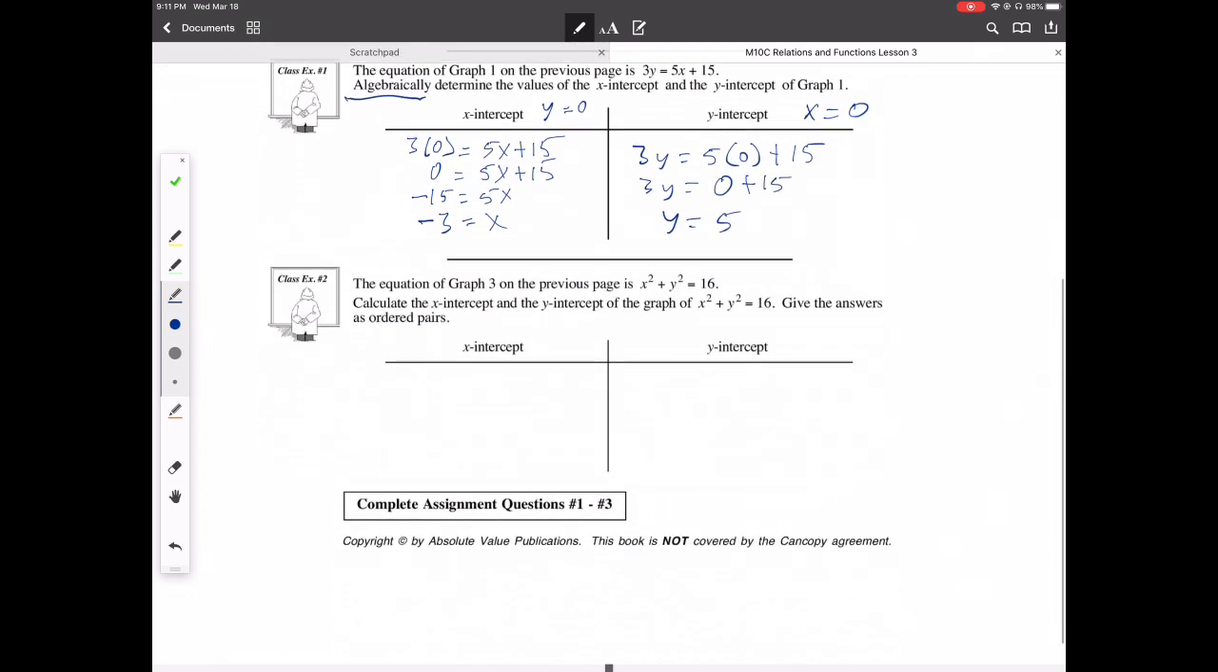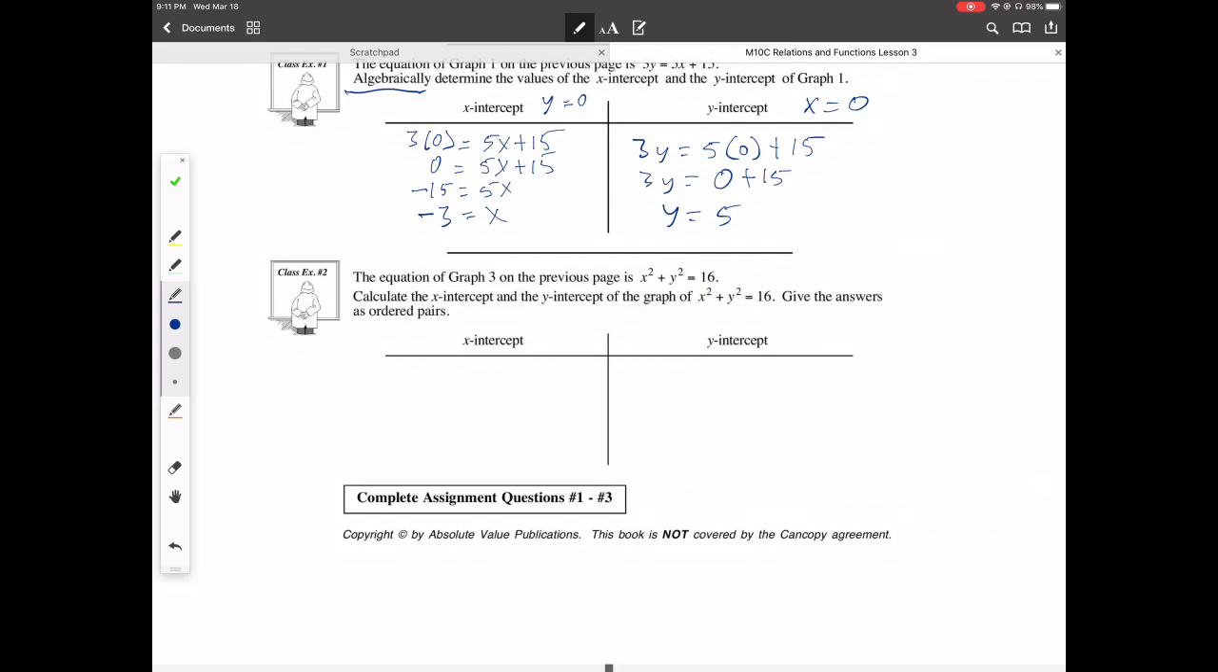If I'm looking at the second set, for that circle, it's x squared plus y squared is equal to 16. When I'm calculating the x-intercept and the y-intercept, I'm still doing the same process. X-intercept is y is equal to 0. Y-intercept is x is equal to 0. When I'm solving for the x-intercept, if x squared plus 0 squared is equal to 16, then x squared would equal 16.